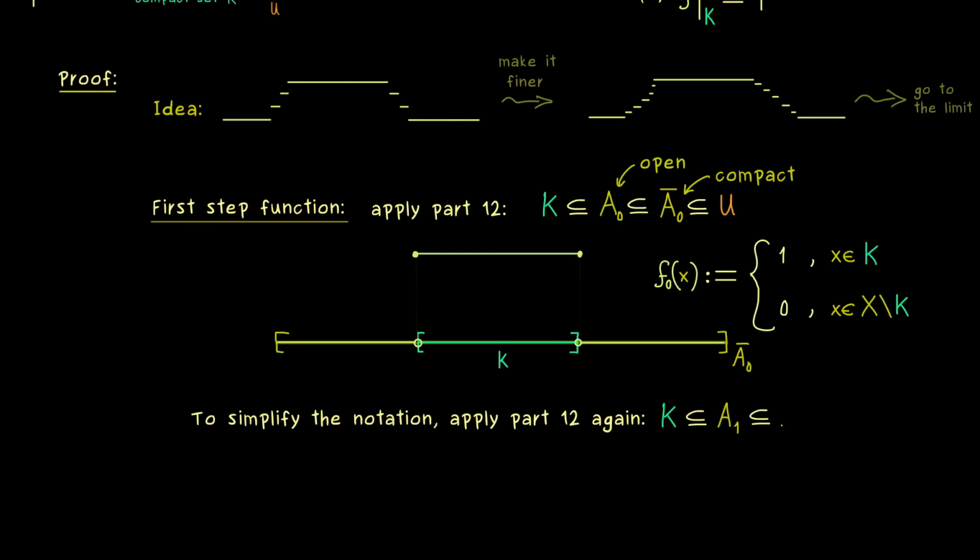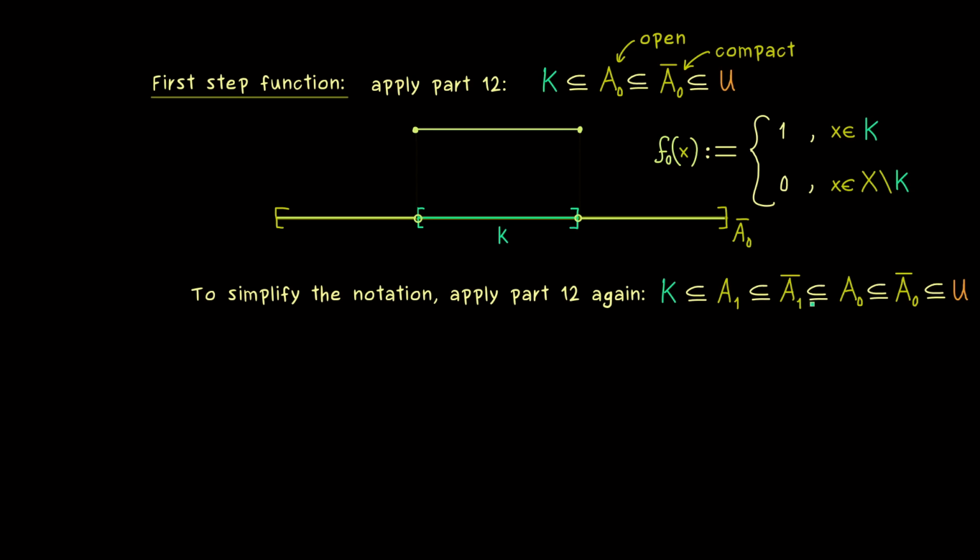And this is quite easy to get because we just have to apply part 12 again to get the intermediate sets. So now we see we have a compact set A1 bar for the value 1 and a compact set A0 bar to define the value 0 outside of A1 bar. So now we redefine F0 like we want to have it.